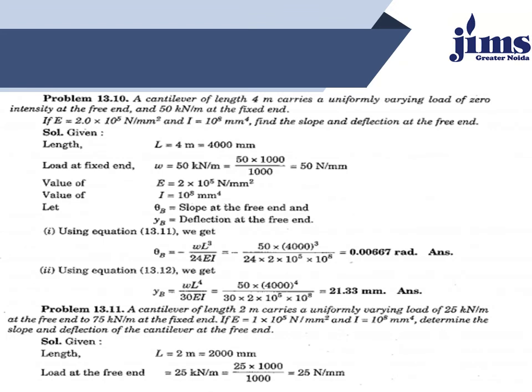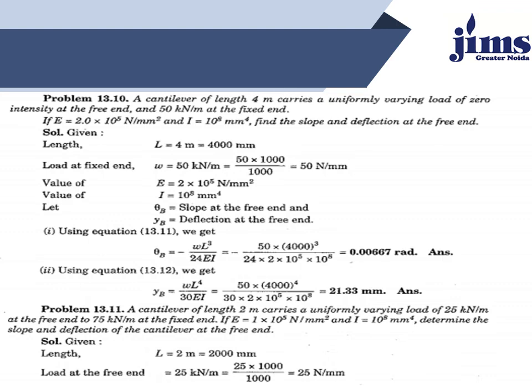A cantilever of length 4 meters carries a uniformly varying load of zero intensity at the free end and 50 kilonewton at the fixed end. E is equal to 2.0 multiplied by 10 to the power 5, and I is equal to 10 to the power 8 millimeter to the fourth. Find the slope and the deflection at the free end. In that case, length is 4 meters, that is 4000 millimeters. The load at the fixed end, W, is 50 kilonewton per meter or 50 newton per millimeter. The value of E is 2 multiplied by 10 to the power 5 newton per millimeter squared, and I is 10 to the power 8 millimeter to the fourth.